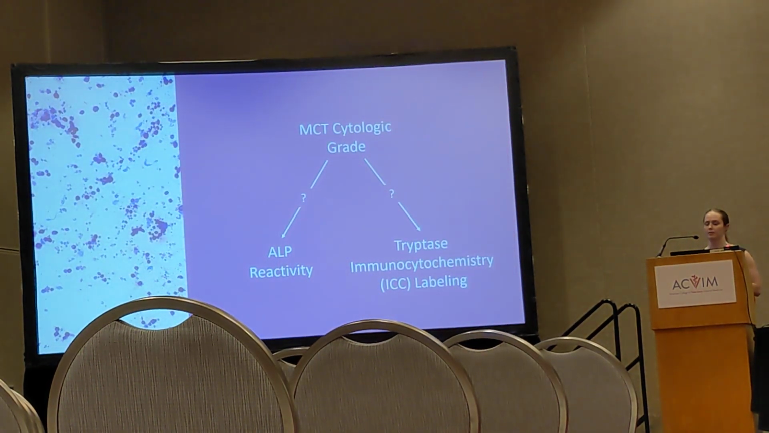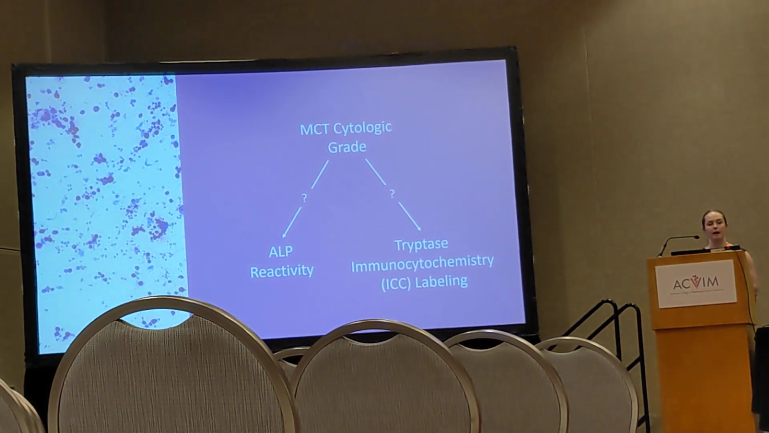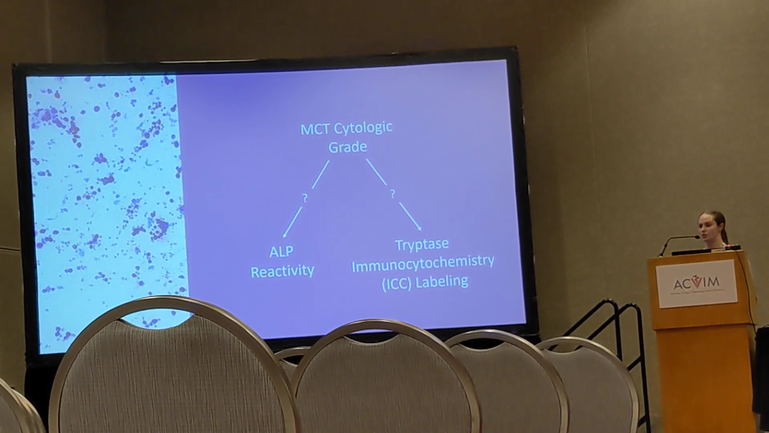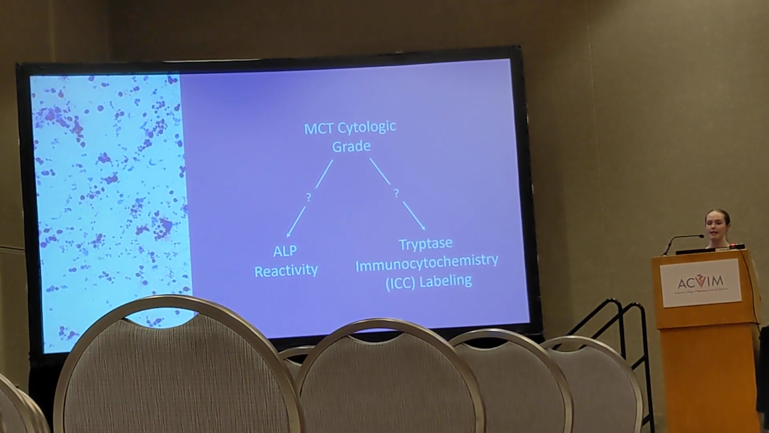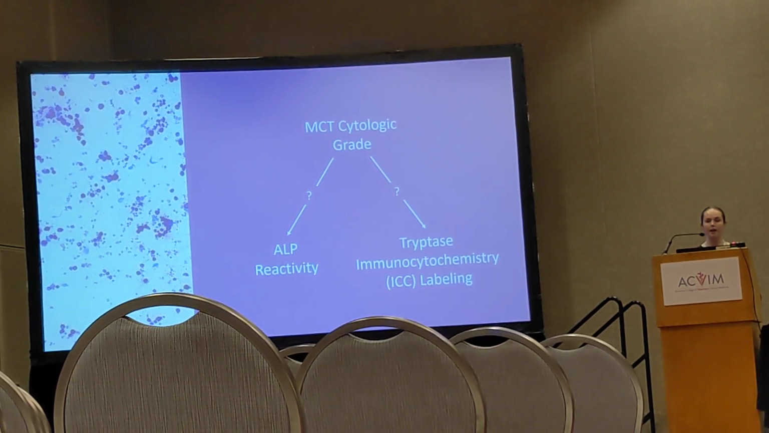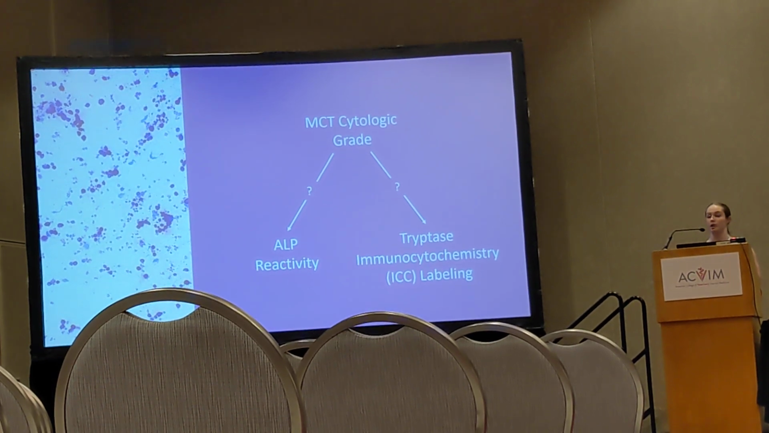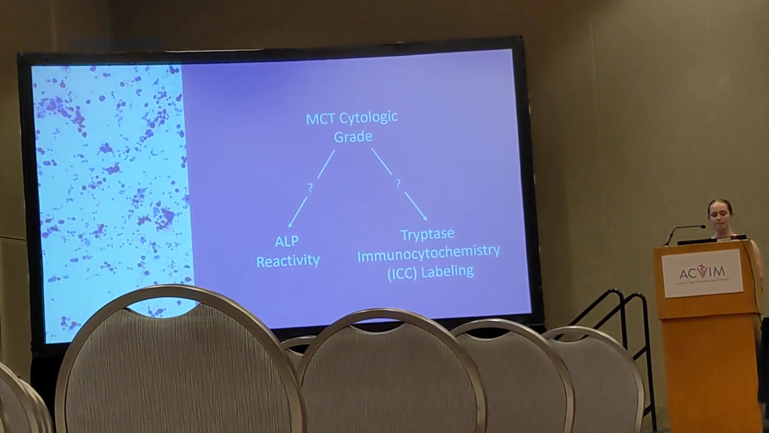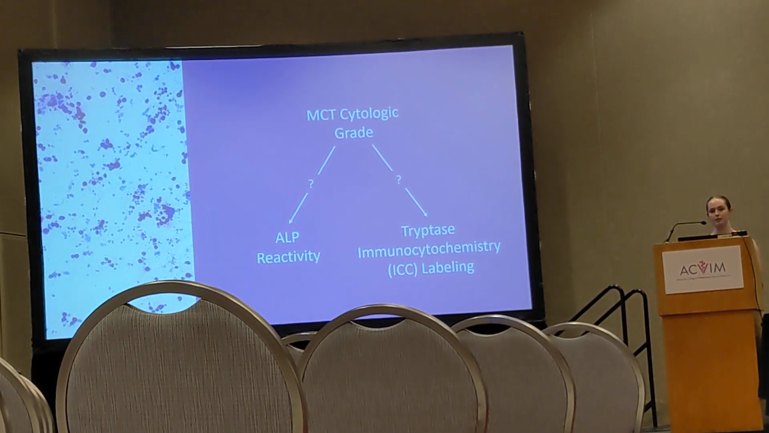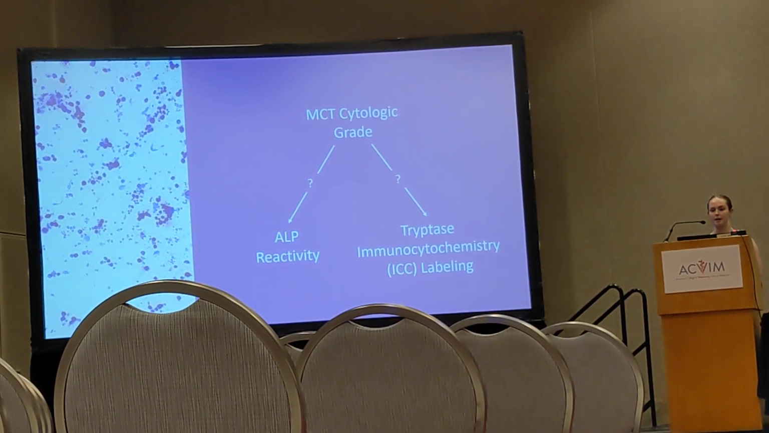So to cover ALP a little bit more, ALP is a membrane-bound enzyme that is in numerous mammalian tissues. There are 4 isoenzymes: placental, germ cell, intestinal, and liver, kidney, bone, also known as tissue nonspecific. ALP reactivity is most commonly used in veterinary medicine to identify osteosarcoma cells on cytology. However, again, there's very little known about ALP reactivity in mast cell tumors.